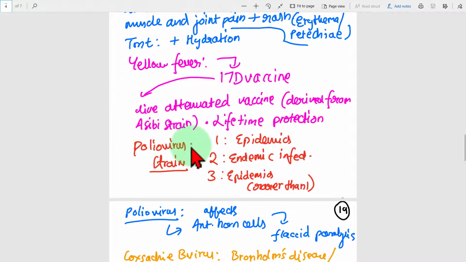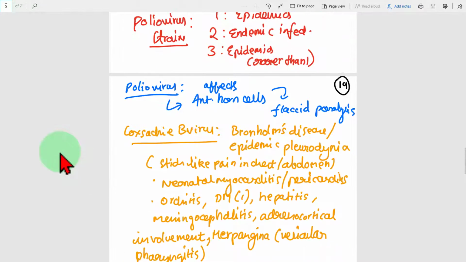Now moving ahead with the poliovirus strains, there are types 1, 2 and 3. Type 1 involves epidemics, type 2 involves epidemic infections, and type 3 involves epidemics, but it's rarer than type 1. Now moving to poliovirus, it affects the anterior horn cells and it can result in flaccid paralysis.